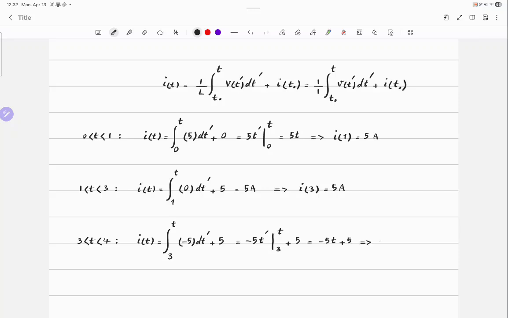Let's calculate the value at 4. What is I of 4? Did I mess up something? Yes, I did. Because it's a... Yeah. So -5t plus 15 plus 5 equals 20. So what is I of 4? 0 amps. Okay?